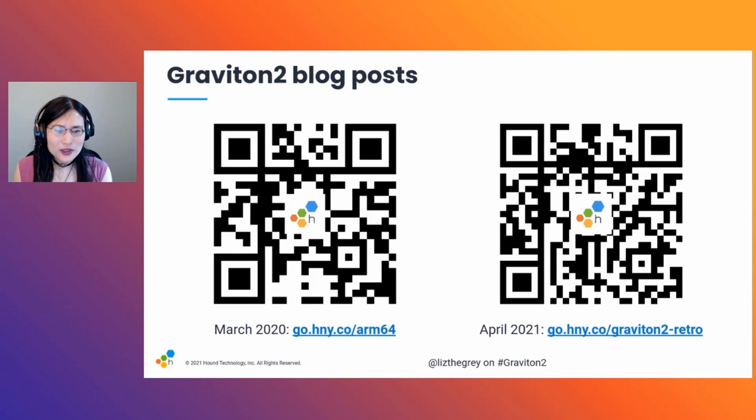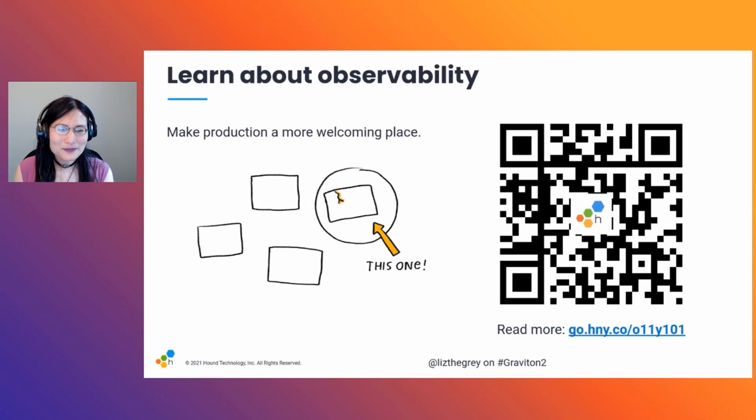So if you're interested in learning more about our Graviton2 journey, you can see our initial set of ARM64 validation from March 2020 at go.honey.co/ARM64. And if you're interested in seeing where we wound up a year later in April of 2021, you can see our Graviton2 1 year later retrospective. So that's what I have for you today.